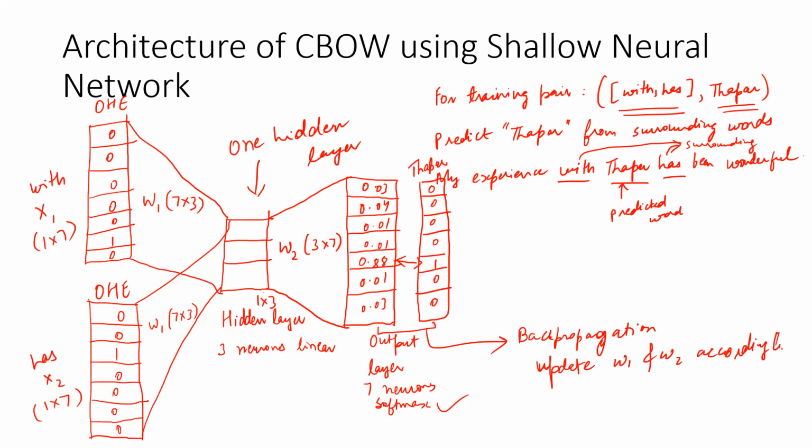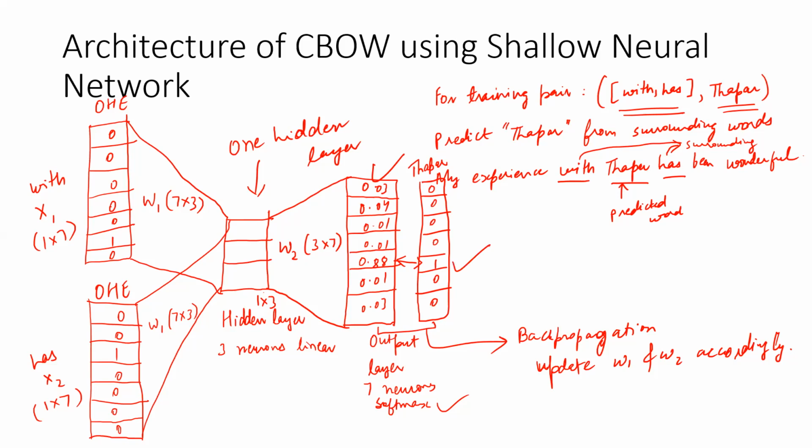Because we want that this kind of output should come. So this is kind of the output only if we have a well trained model. Otherwise the values will be hodgepodge, and it will not be good enough to be giving the output of the Thapar one hot encoding vector.